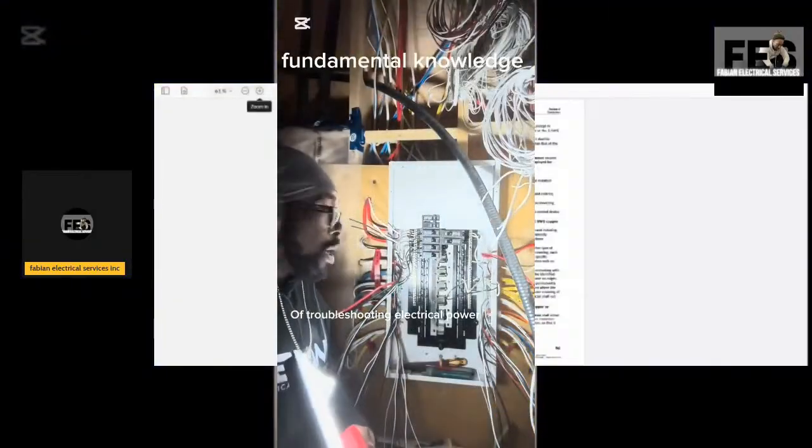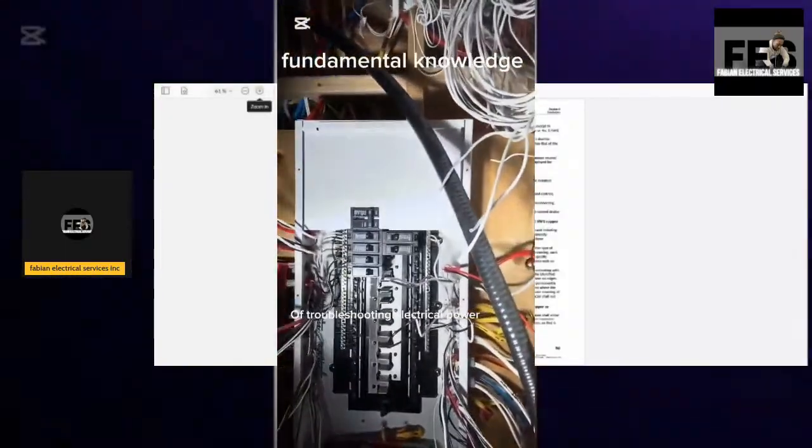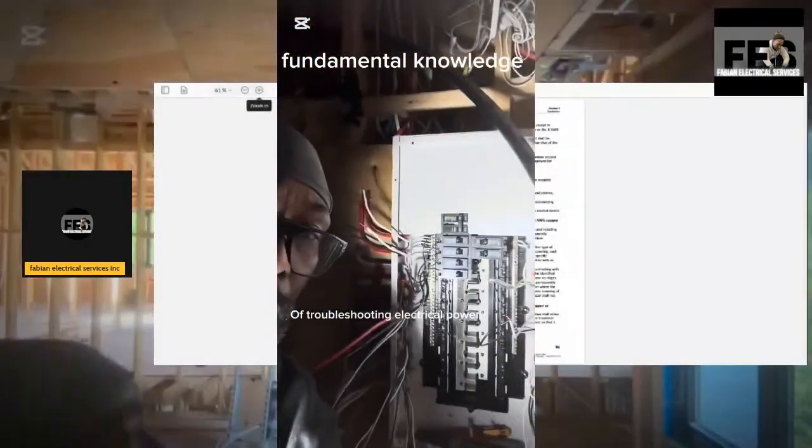So basically, I will be taking my hot, which is black, and my white, which is neutral, and placing them together. Please do not try this with your power on, as it can become dangerous.